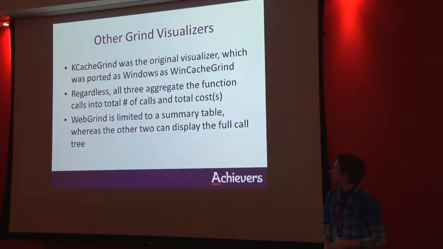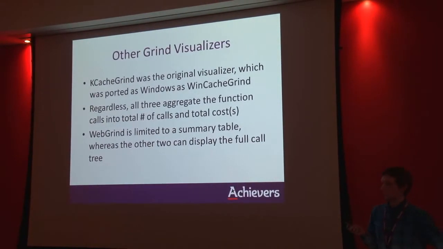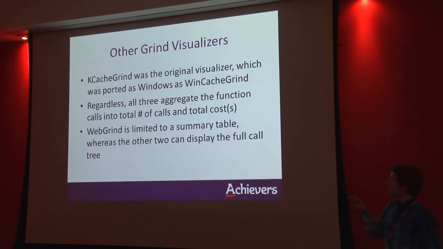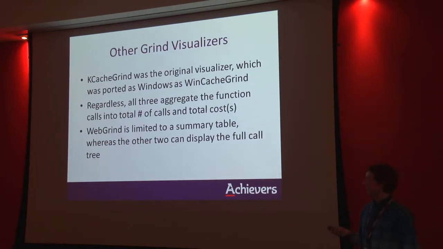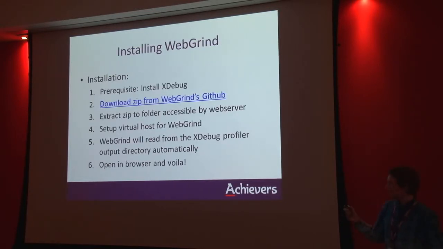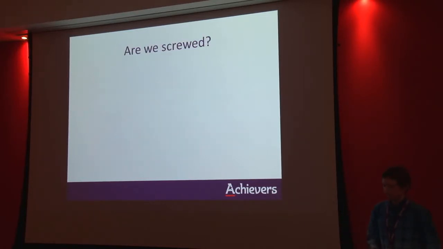So there are a couple other ways to visualize these grind files. KCacheGrind, WinCacheGrind. They're all basically the same. KCacheGrind was the original. And altogether, they all aggregate the function calls, how many times they're called, how much cost they did. WebGrind I like, though, because it's really simple, easy to install, and I actually prefer the format of the output it gives you. You can't see the full call stack, but you get a really nice summary. Installation is also pretty simple. Just download the zip, set up Apache, and go.